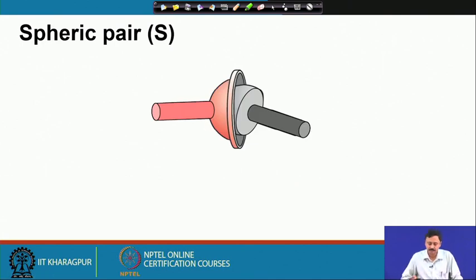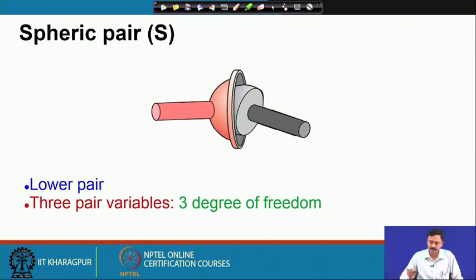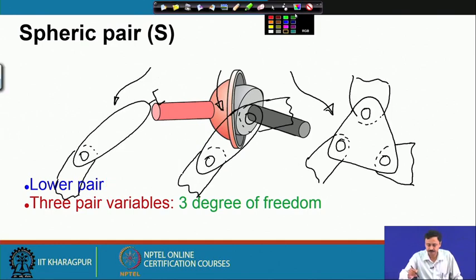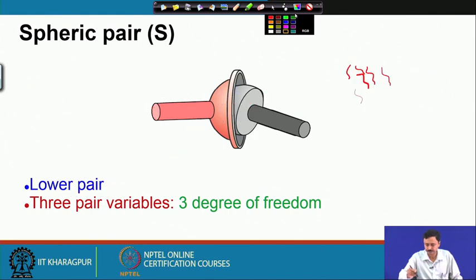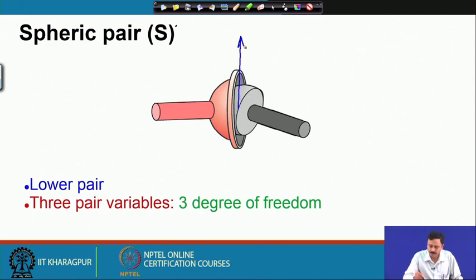Then we come to the spheric pair, which is another very common kinematic pair. As you know, this definitely has area contact, so this is a lower pair. It has got 3 pair variables. Now, what are these pair variables? These pair variables can be understood like this. I can have one axis like this, another axis like this, the third axis orthogonal to the 2.